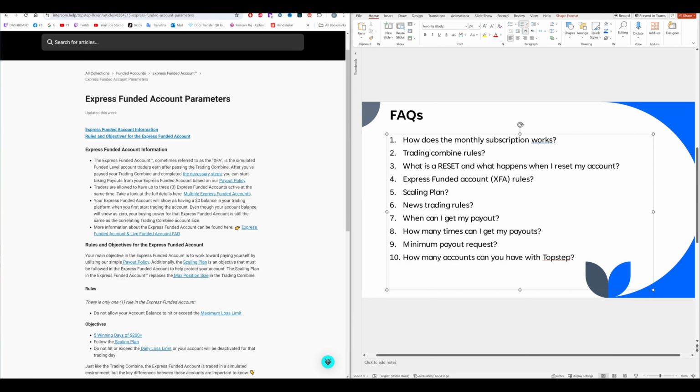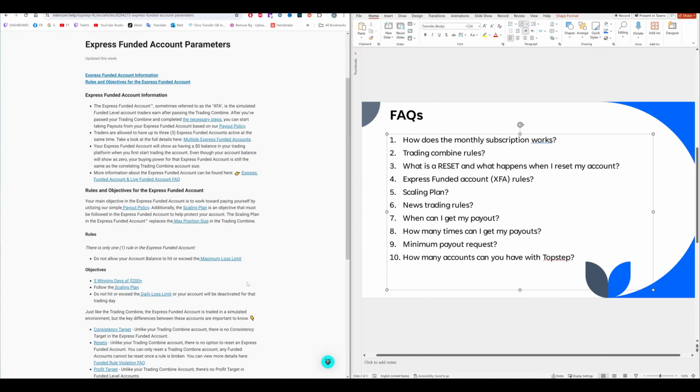Moving on to the express funded account rules. The express funded account rules are pretty simple. They ask you for 3 things: 5 winning days of $200 each. That's the minimum. You don't have any restrictions on how much money you can make, and you don't have any consistency rule at this point when you move on to the express funded account. You can make whatever profit you want on the express funded account, but you need to also follow the scaling plan, which is what we're gonna talk about next.